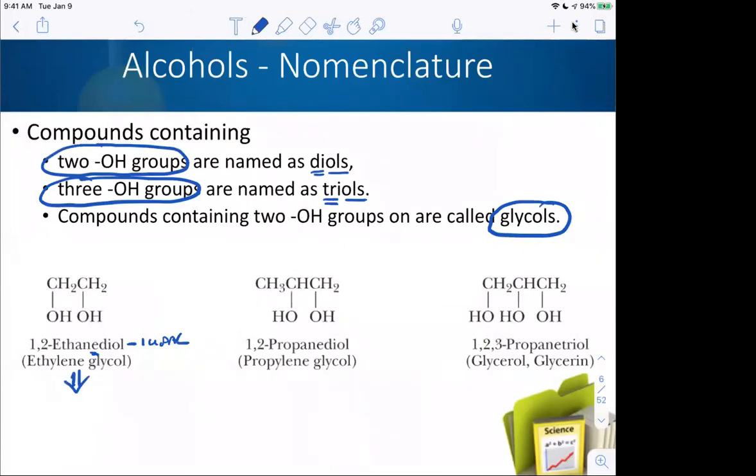Now this is something you put in your car, which prevents freezing, right? This is antifreeze.